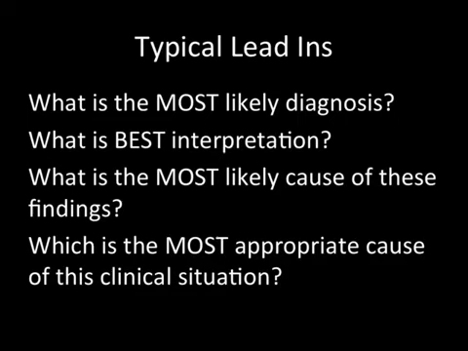So very typical lead-ins for us as imagers would be, what is the most likely diagnosis? What is the best interpretation? What is the most likely cause of these findings? What is the most appropriate cause of this clinical situation? And so on. If normal is one of your answers, then you should use what is the best interpretation as opposed to what is the most likely diagnosis, because normal is not really a diagnosis.